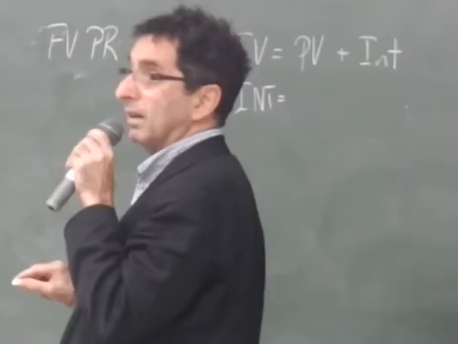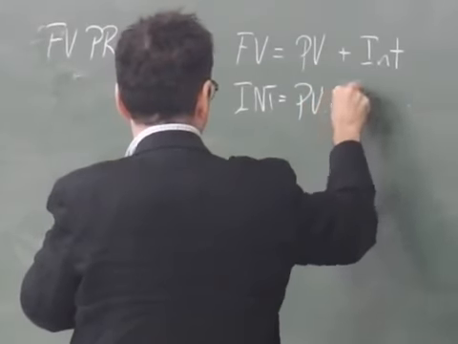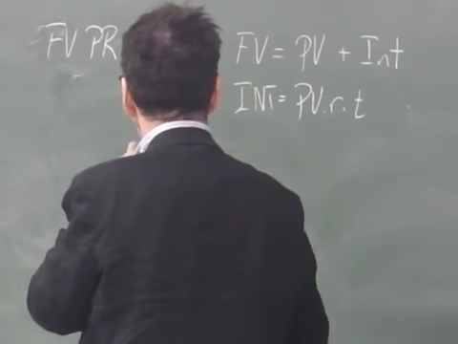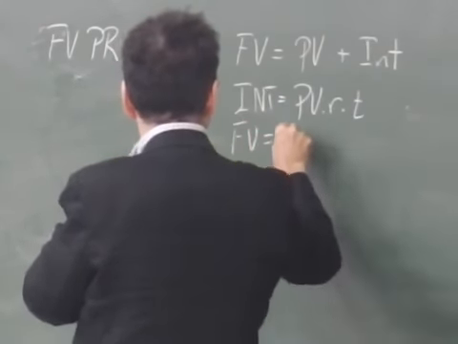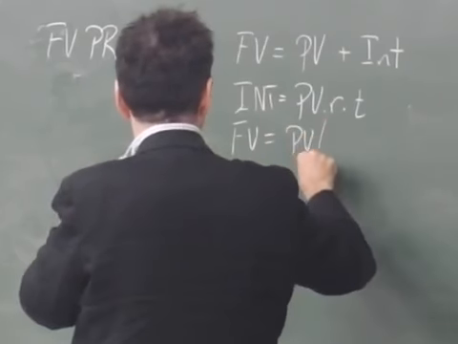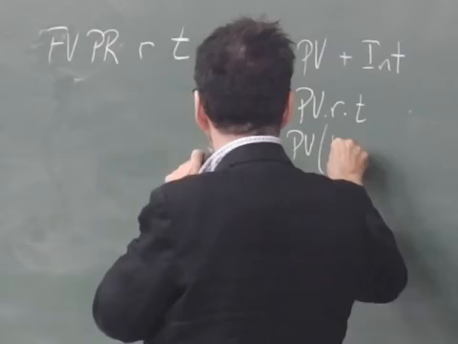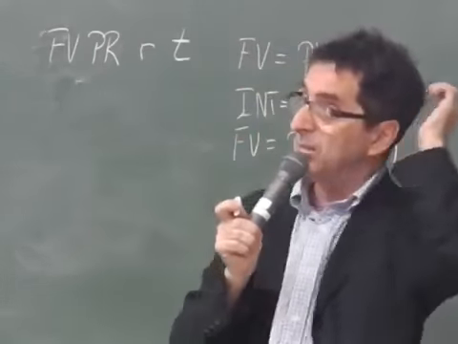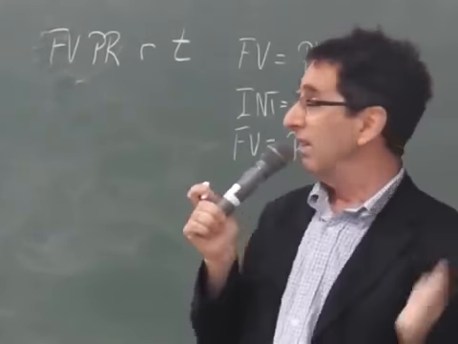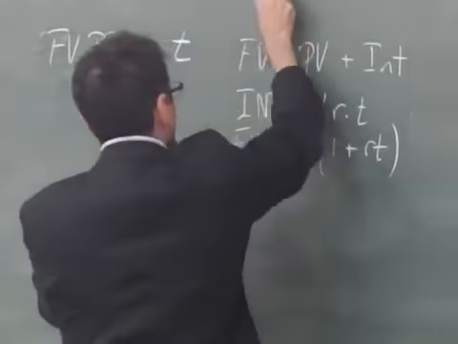Was what? PVRT, right? So then the future value becomes PV, and I'll just jump to the last form now. PV(1 + RT). Okay, so I skipped one step, but we did it before, so I don't have to do it again. So this is for simple interest.